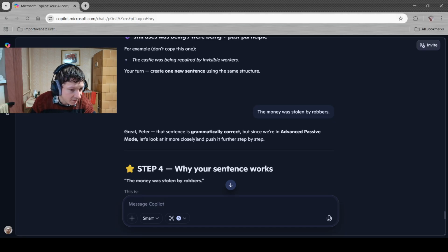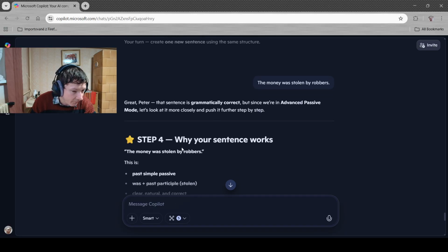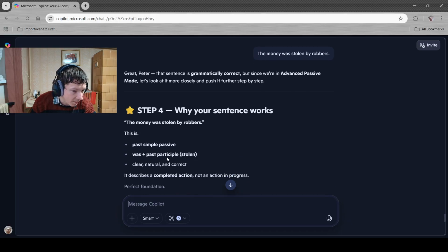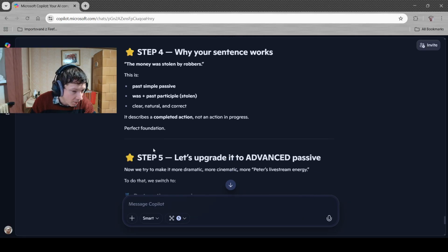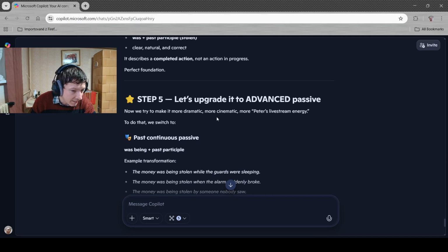Great, Peter. That sentence is grammatically correct, but since we're in advanced passive mode, let's look at it more closely and push it further step by step. Step 4. Why your sentence works. The money was stolen by robbers. This is past simple passive: was plus past participle, stolen. Clear, natural, and correct. It describes a completed action, not an action in progress. Perfect foundation.